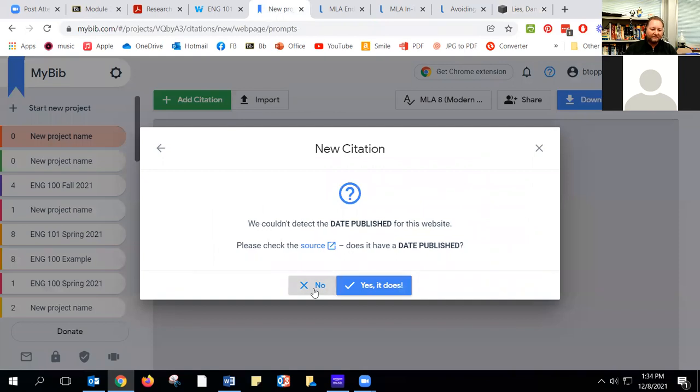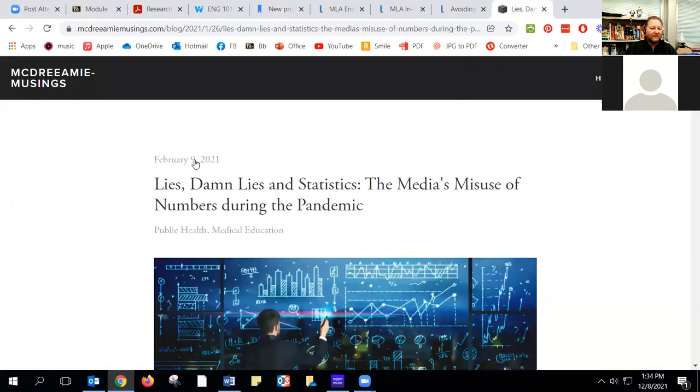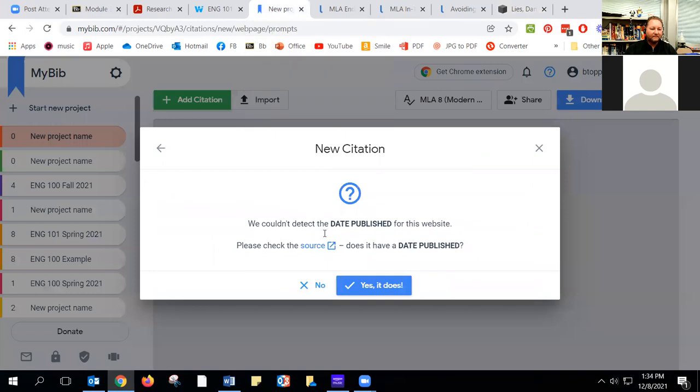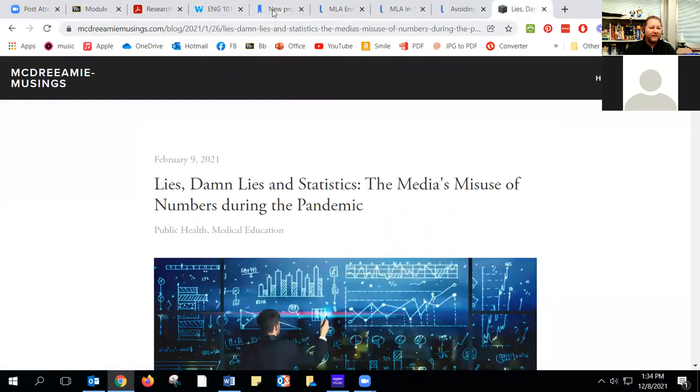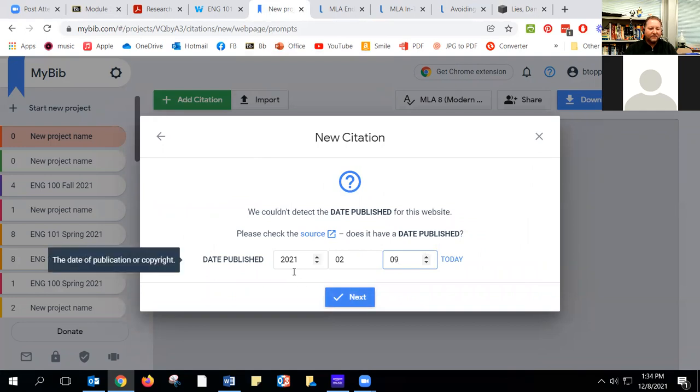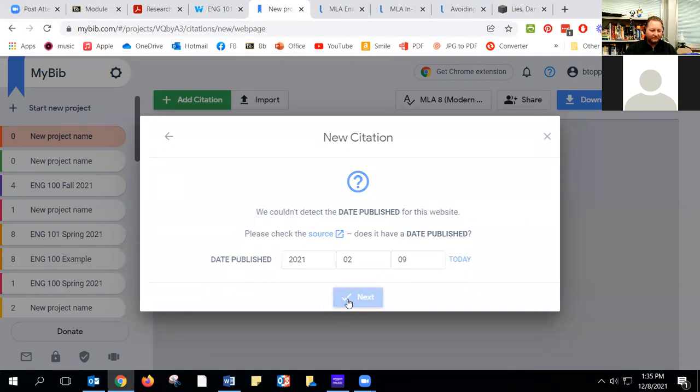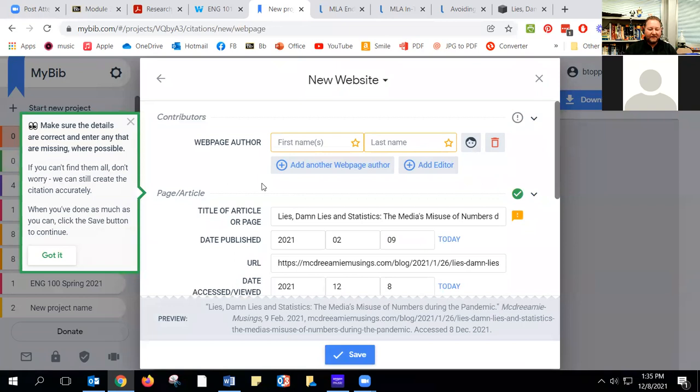But I can say, nope, it didn't. We couldn't detect the date published for this website. So again, look at the top or at the bottom. On this one, it's at the top. February 9th, 2021. So you just go back to MyBib and go, yep, 2021, February, is it 9th? Yeah, February 9th. And then click next. So I put in 2021, February the 9th. And it takes you to this page, right?